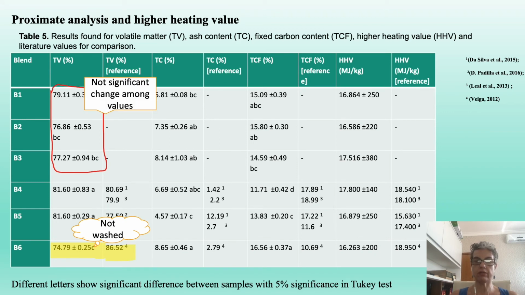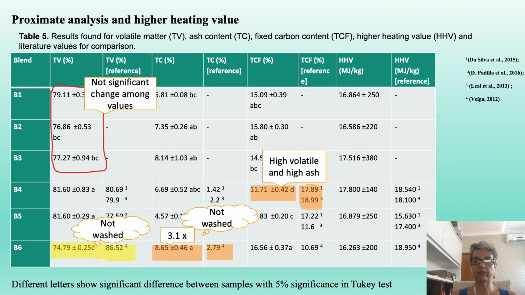For ash content, we saw that B6 presents 3.1 times the ash content that we found in the literature. Here again, we explain it by the fact that we didn't wash the residue. For the fixed carbon, we saw that B4 presented the lowest value, and this is because this blend presents high volatile content and high ash content.